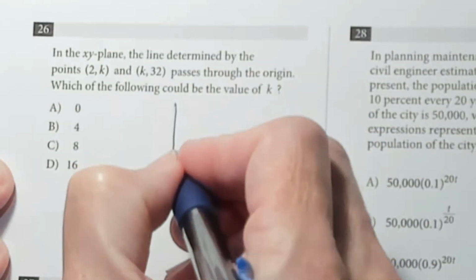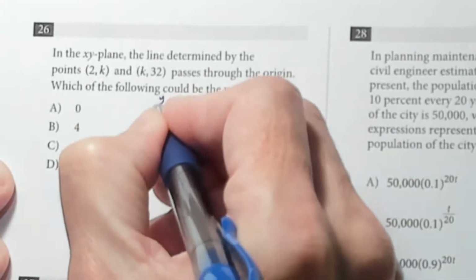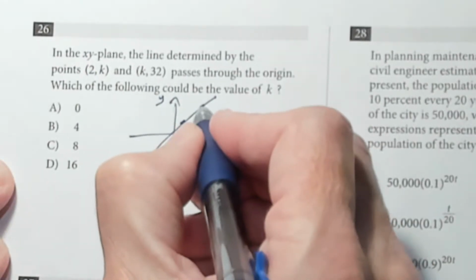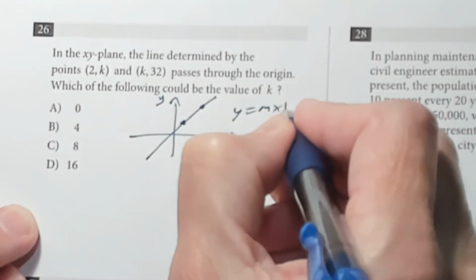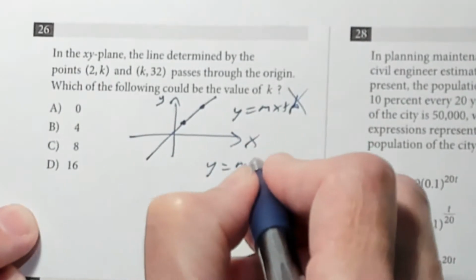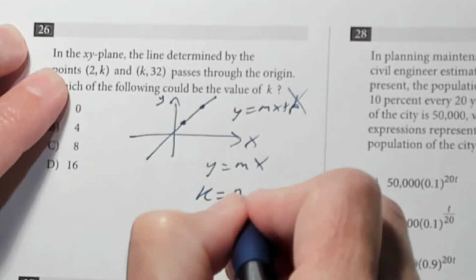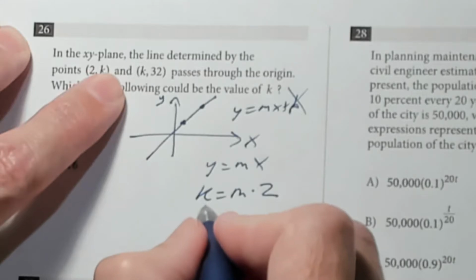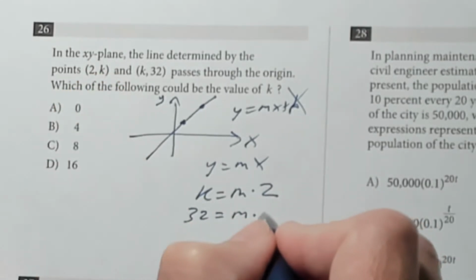Now I'm going to start. It passes through the origin, so we know the line is something like this. We have our X, we have our Y. So there's a point there, there's a point there, whatever they are. So Y equals mx plus b, but there's no b again. So Y equals mx. The first equation: k equals m times 2. The second equation: 32 equals m times k.